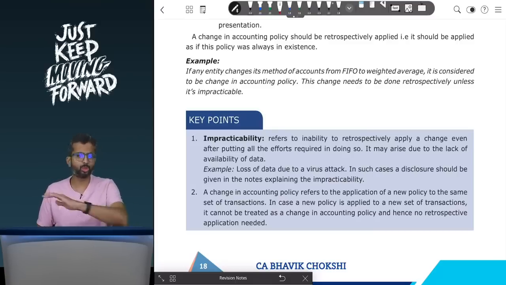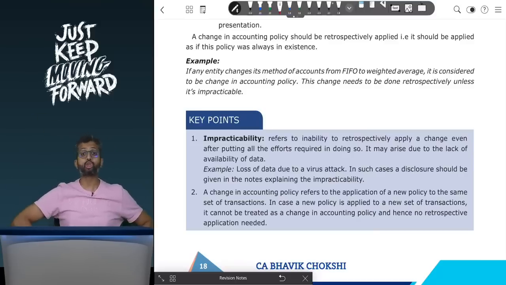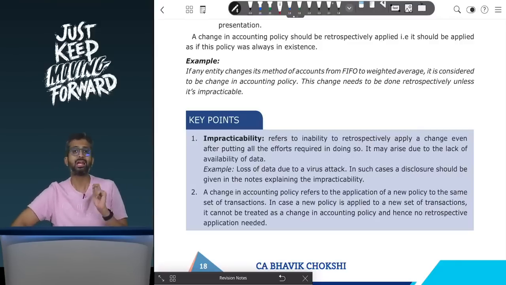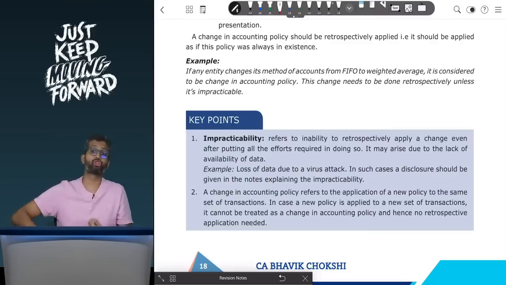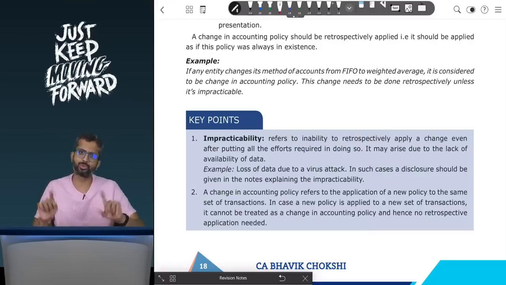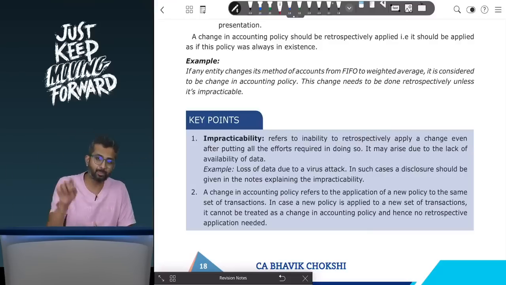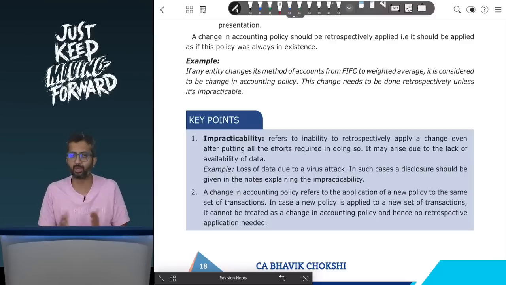However, now you said enough of acting as a broker, I will do my own construction. So you become a contractor and you are constructing buildings, in which case you are following construction contracts AS7 and recording revenue as per the percentage completion method. Now you cannot say that you are changing accounting policy from full completion to percentage completion. These are different transactions which are accounted for under different policies. A change in accounting policy means the same transaction is accounted for using a different policy.